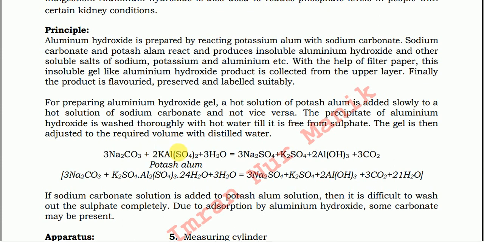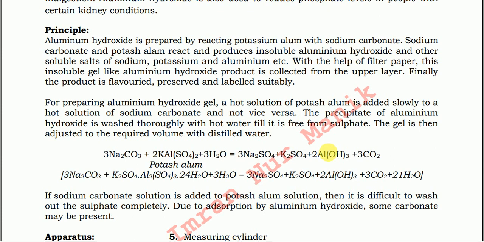Why? Because if we pour sodium carbonate solution into the potash alum solution, it will produce some adhesion. That means the sodium sulphate and potassium sulphate get adsorbed on the surface of the aluminum hydroxide gel, and the carbon dioxide generally gets entrapped in them and cannot easily escape the solution to mix with the environmental layer. So we must add potash alum solution into the sodium carbonate solution for the production of aluminum hydroxide gel.